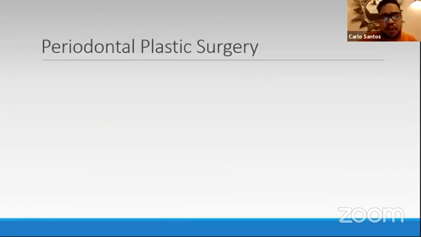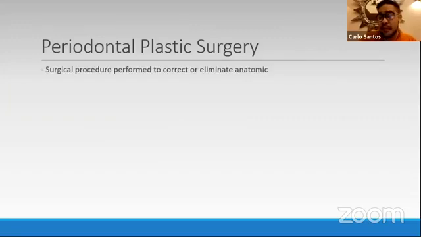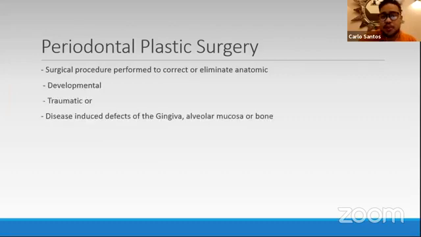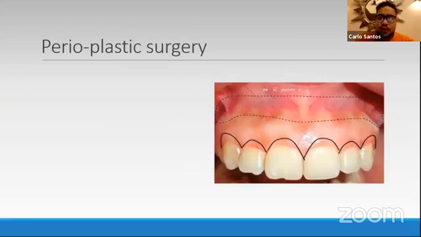So, periodontal plastic surgery. Again, it's the surgical procedure performed to correct and eliminate anatomic, developmental, traumatic, or maybe disease-induced defects of the gingiva and alveolar mucosa. I want you to take notice of this. This is a kind of instructional lecture, and I'm very sure the procedures are not technique sensitive. I'm confident that all of you listening will be able to perform this in your practices. So take note of certain landmarks.